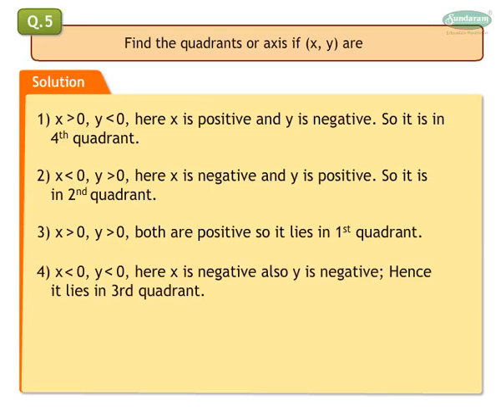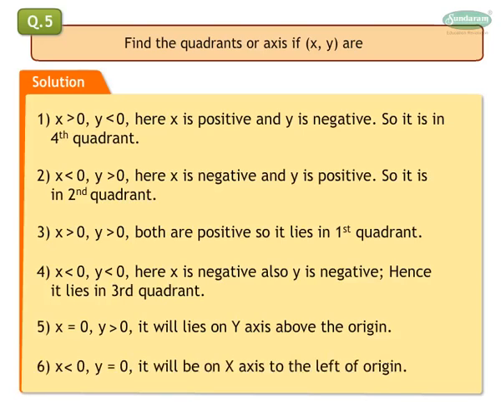4. x is less than 0 and y is less than 0. x is negative, y is also negative. Hence it lies in the third quadrant. 5. x is equal to 0 and y is greater than 0. Hence it lies on the y-axis above the origin. 6. x is less than 0 and y is equal to 0. It will be on the x-axis to the left of the origin.